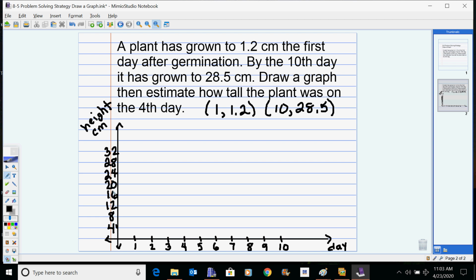So we're going up here by 4s. We're at 32. That's beyond where I need to be, so we're good, but it's not too far, and we're going to be able to get a pretty good graph going here.